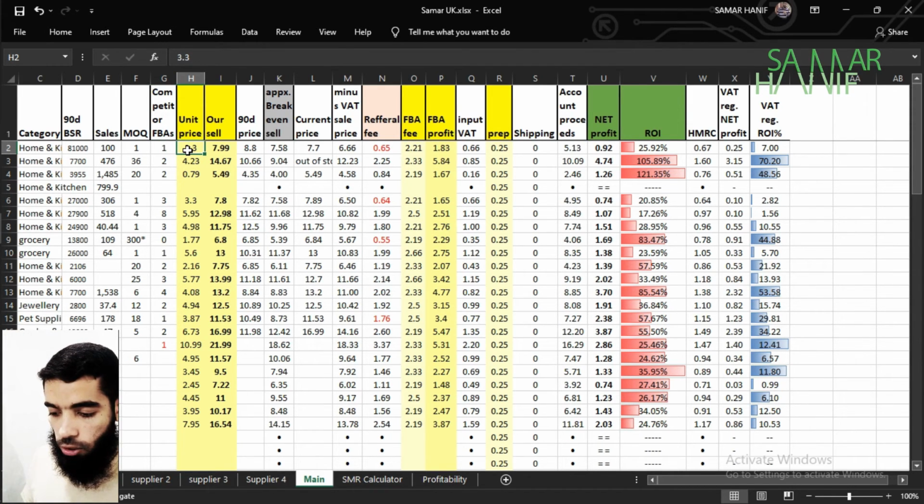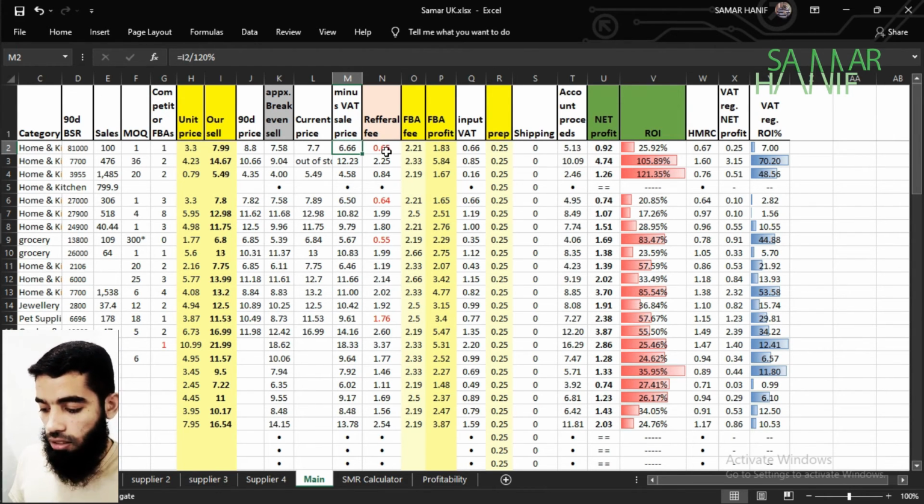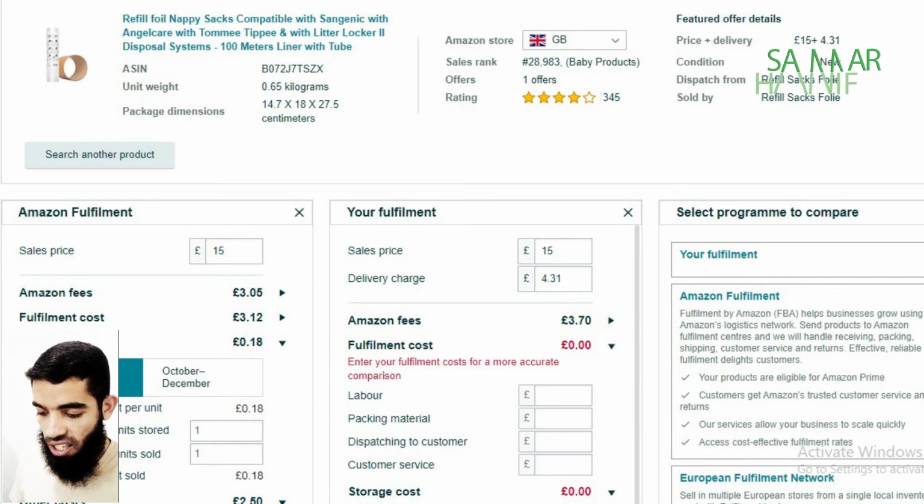This is the source price. This is your Amazon selling price. This is the 90 days price of the product from Keepa. This is your break-even selling price at which you will make zero profit. This is the current buy box price. This is the selling price exclusive of VAT. This is the Amazon referral fee, the FBA fee, and this is the FBA profit copied from this FBA calculator.